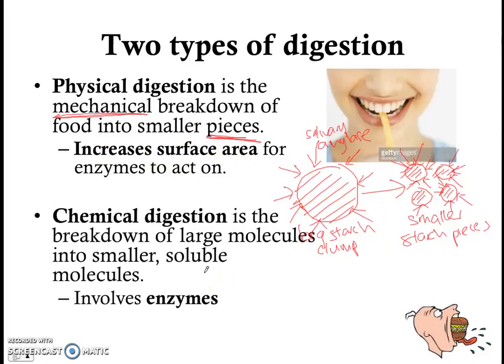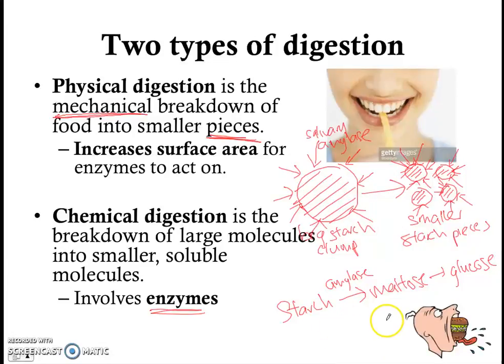Now, chemical digestion, on the other hand, is the breakdown of large food molecules like starch into smaller soluble molecules like maltose and eventually glucose. Okay, so we have now starch being broken down to maltose and eventually to glucose. Notice that chemical digestion usually involves enzymes, like we learned. Amylase is involved. And there's a change in substance, right? Starch is being changed into maltose, and that is a change in substance. So that's different from physical digestion.